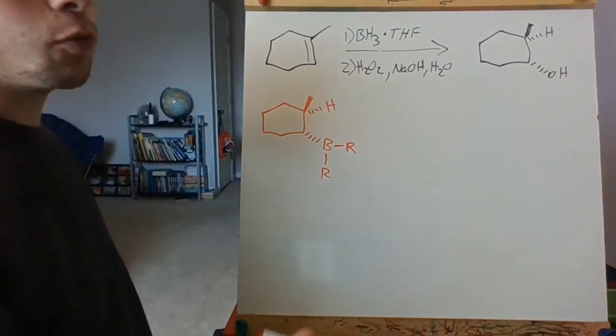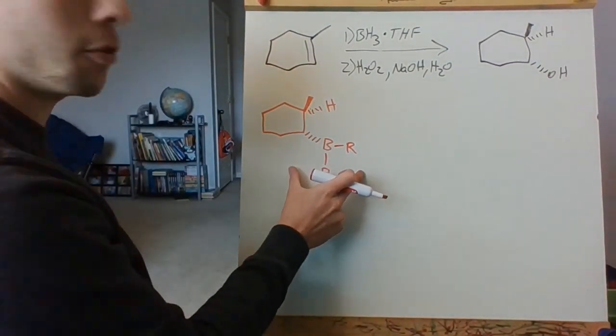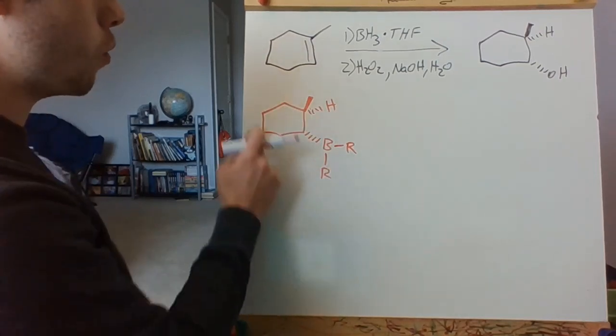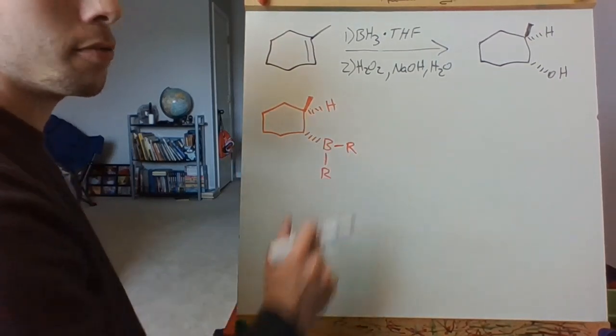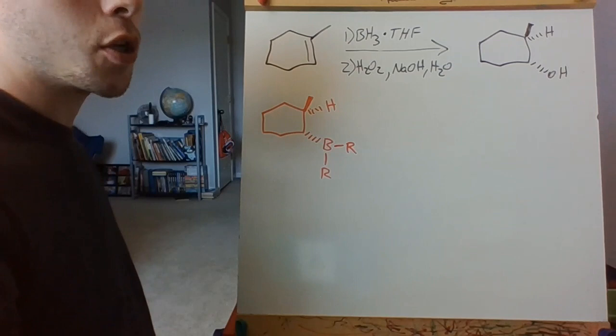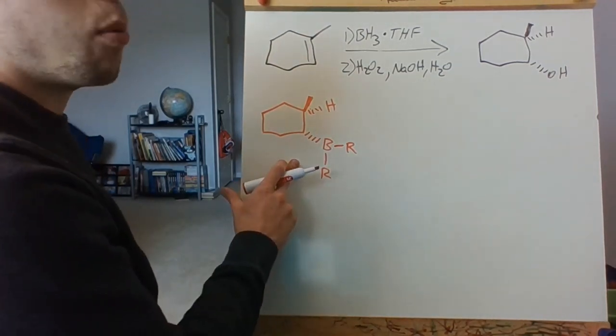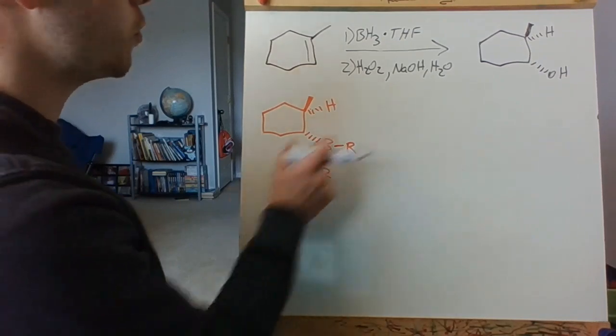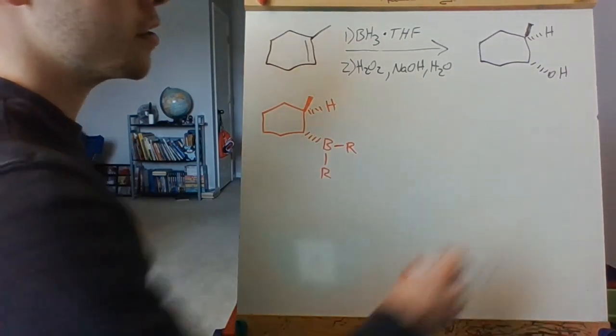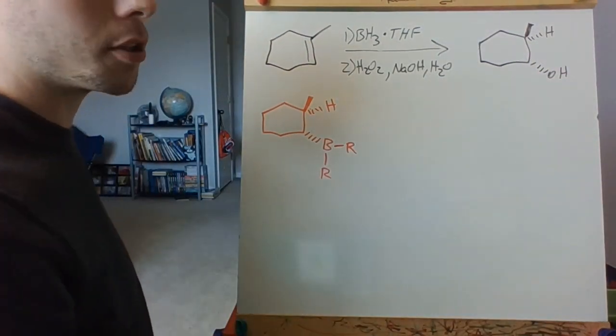All right, so I've redrawn out our trialkyl borane over here. I'm only going to draw out one of these alkyl groups, and I put R to represent the other two, so I don't have to draw them out the entire time. So that's the end of step one. Step two, we are going to do the oxidation part to get our alcohol onto the molecule.